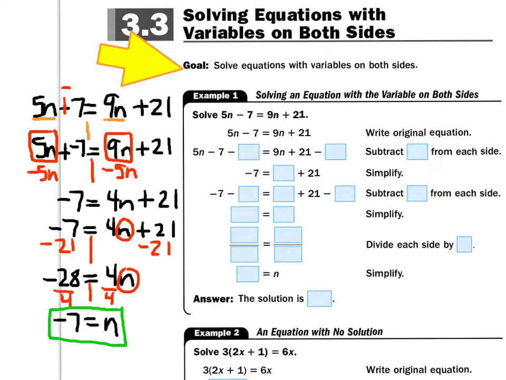Hello you guys. Today we're going to do something really cool. We're going to solve equations with variables on both sides of the wall, okay? So take a look at example 1.